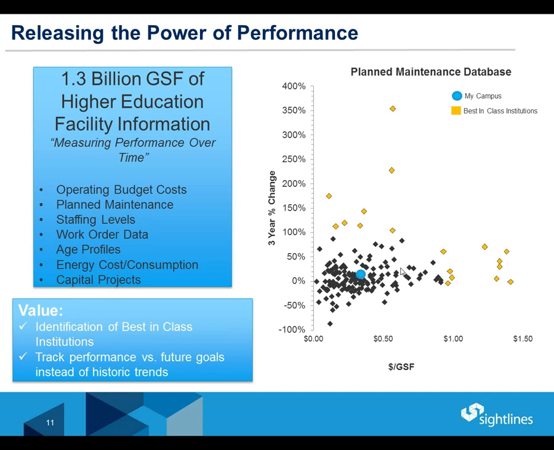And so we're able to show how you might look at changing your practices and plan preventive maintenance in order to reach new goals and look more like the people who are best in class. So the value here is to identify those best in class institutions, and for you to be able to set goals and track performance against those goals, so you can become one of the best in class institutions on any one of our metrics. We've just chosen planned maintenance as an example here.